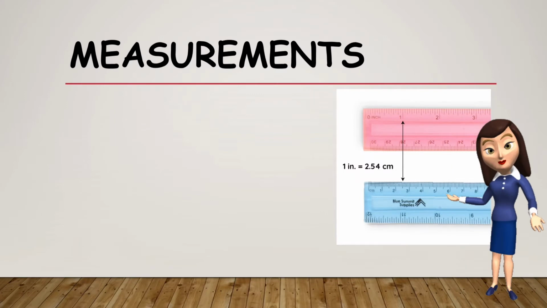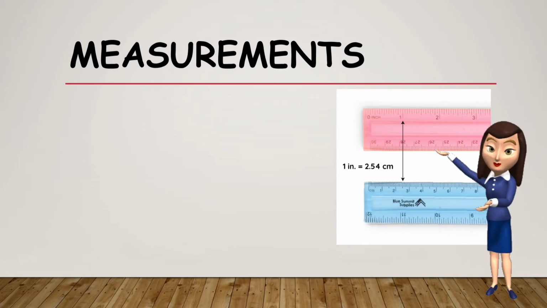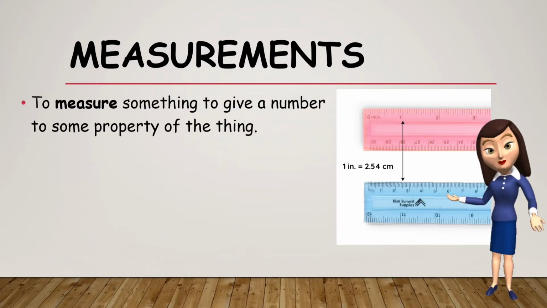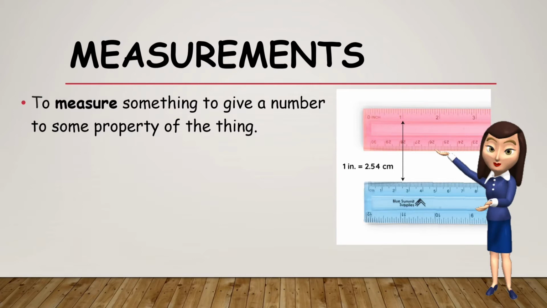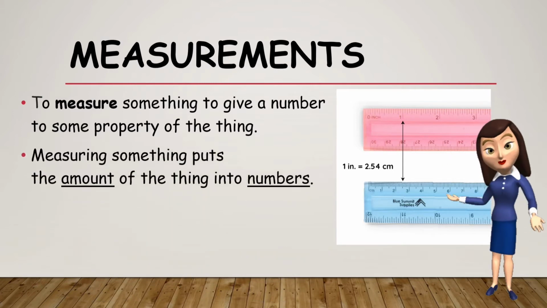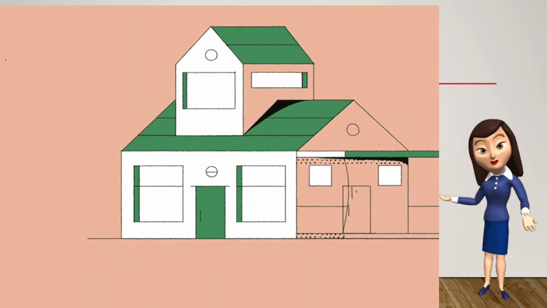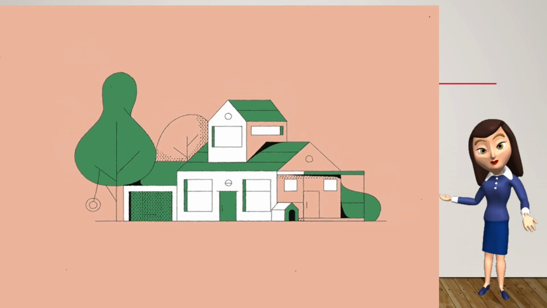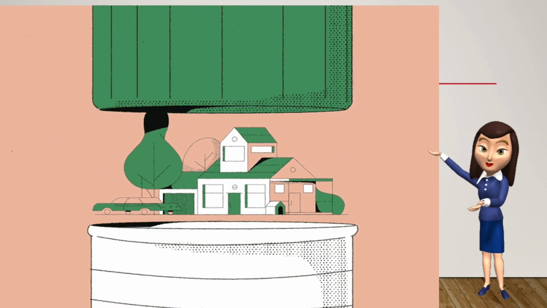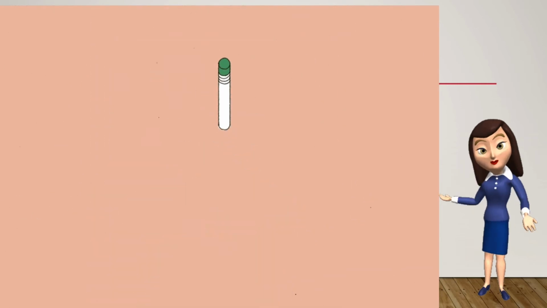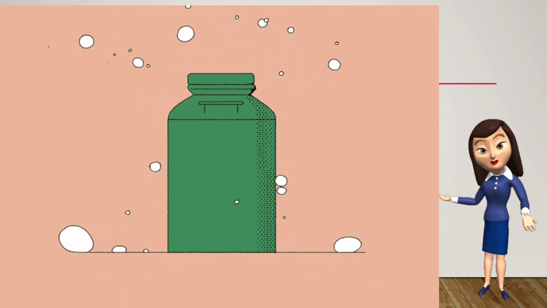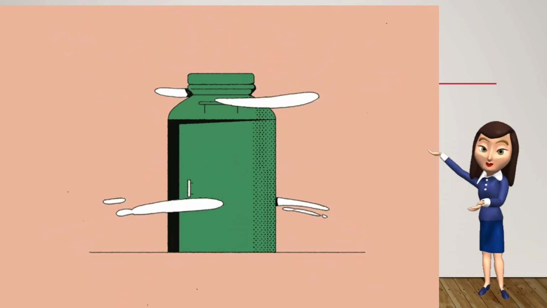So let's begin with the definition of measurements. What does measurement mean? In this slide it says that measurement is to measure something, to give a number to some property of the thing. So measuring something puts the amount into numbers. If you look at your surroundings, you can see that there are a lot of items you can measure, but aren't you curious how one system of measurement measures all the stuff?